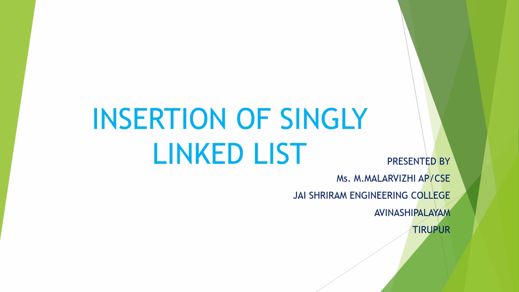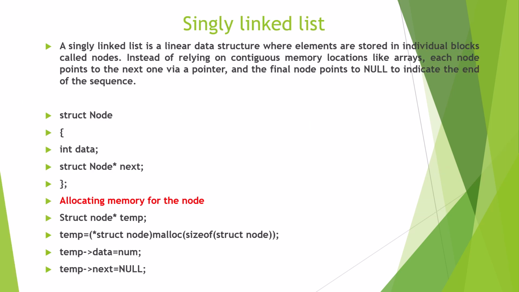And in this video, we are going to see about the insertion of singly linked list. So a singly linked list is a linear data structure where elements are stored in individual blocks called nodes. Instead of relying on continuous memory locations like arrays, each node points to the next one via a pointer.